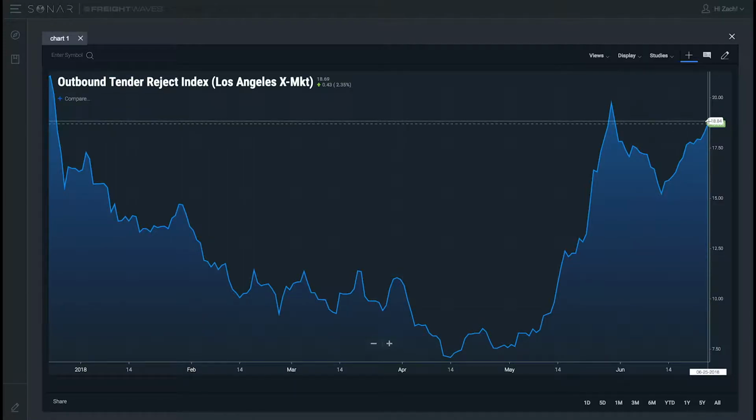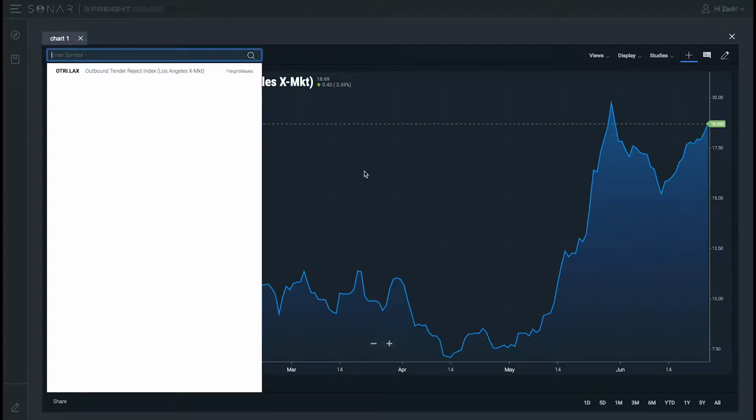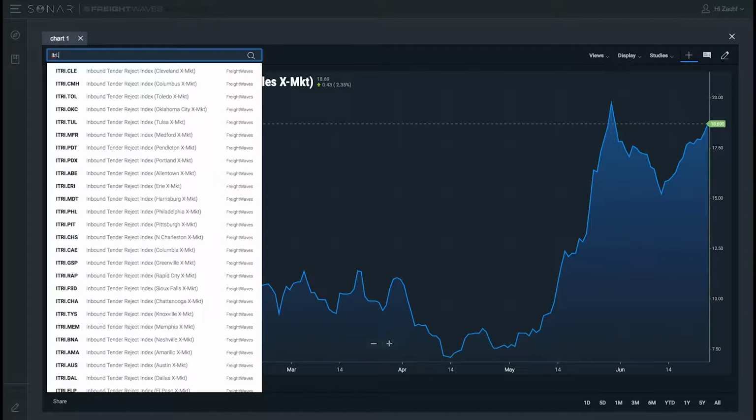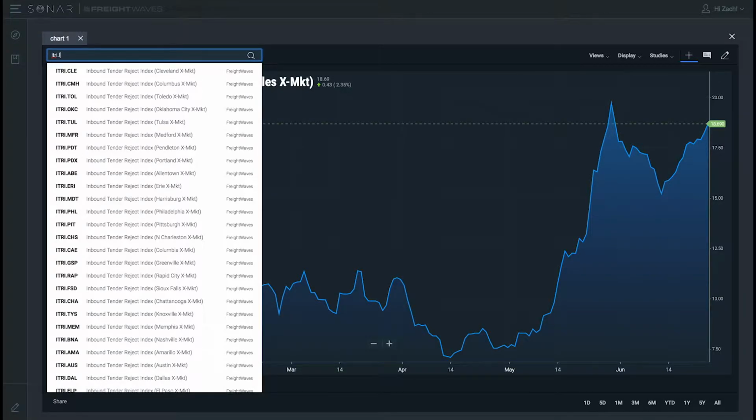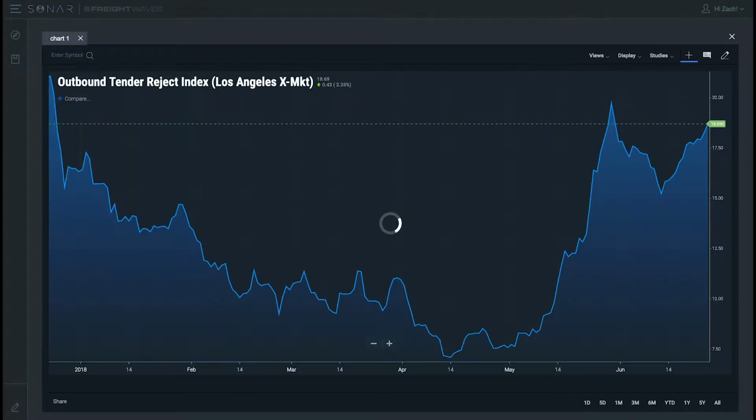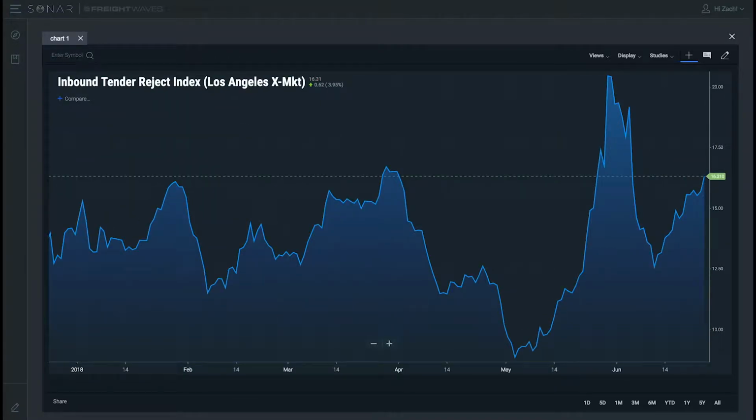Now, one of the things that isn't as clear cut to a lot of people is the inbound version of this. So I'm going to go through that a little bit, just to give a point of reference, because inbound is a little bit more difficult to wrap your head around. So inbound is the same data that the outbound is. It's just organized on the destination and not the origin.